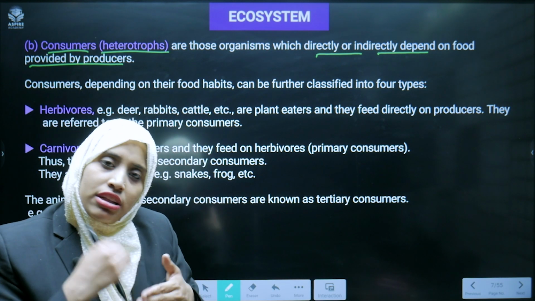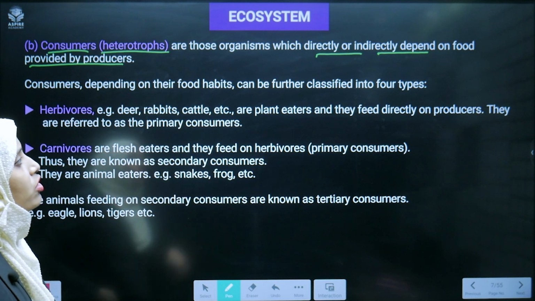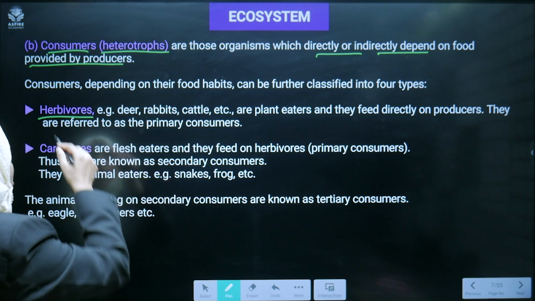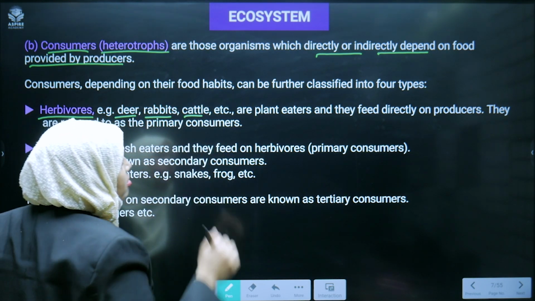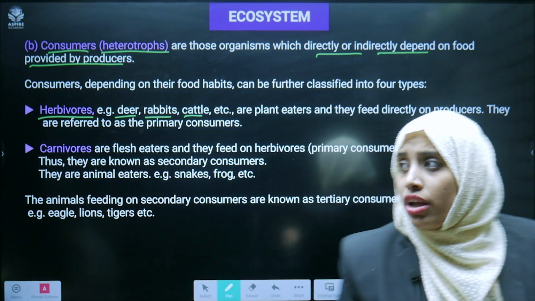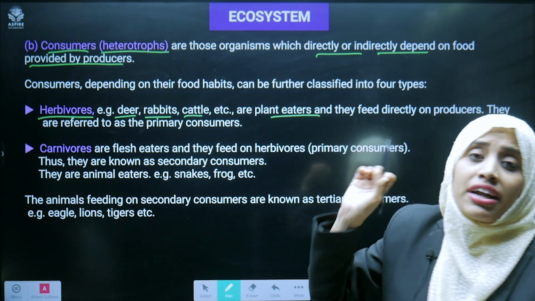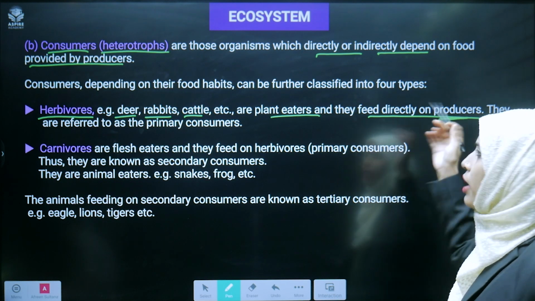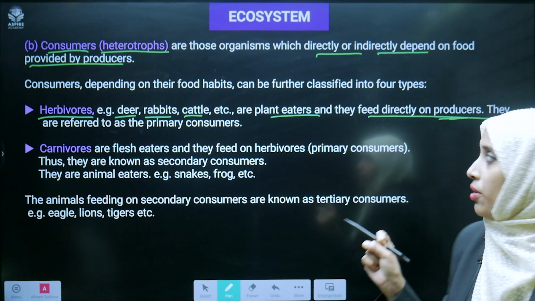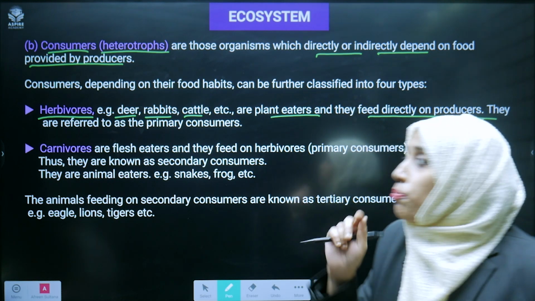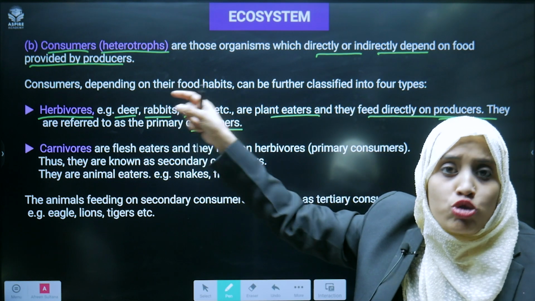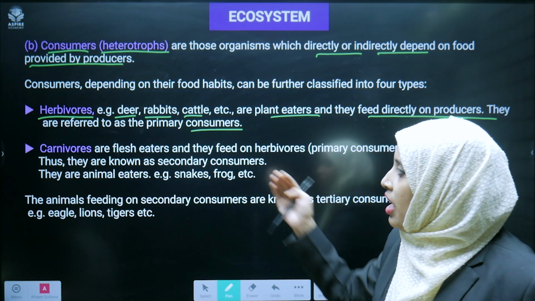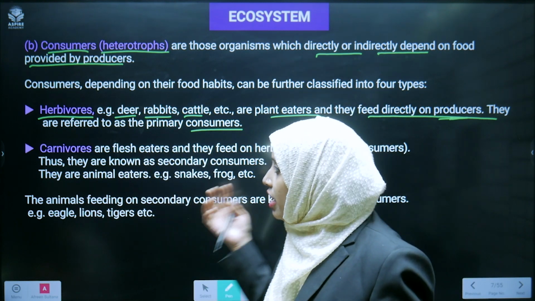Depending on their food habits, we can classify them further. So there are 4 types of consumers. Firstly, herbivores. We know herb eating. What are herbivores? They are herb eaters: deer, rabbit, cattle, plant eaters. They are the plant eaters, and they feed directly on the producer. Producers are plants, so herbivores feed directly on the producer. They are referred to as primary consumers. The first level of consumer is herbivores.